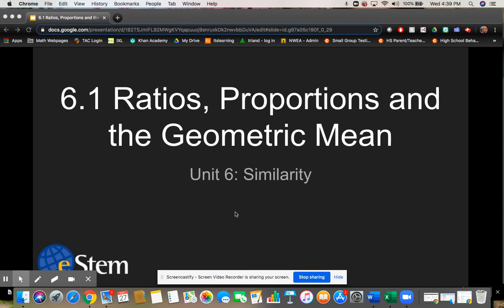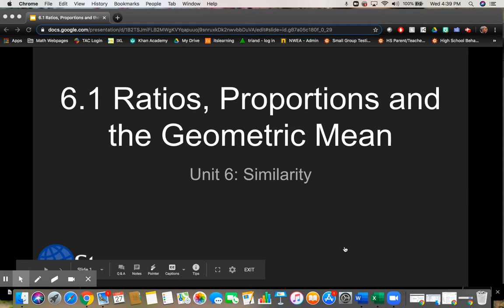6.1 Ratios, Proportions, and the Geometric Mean. In Unit 6, Similarity.